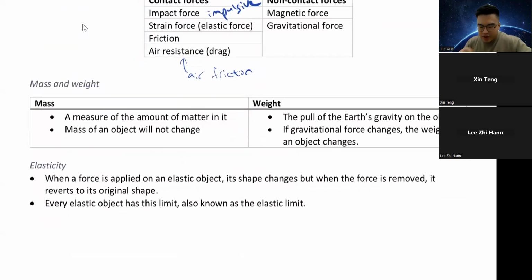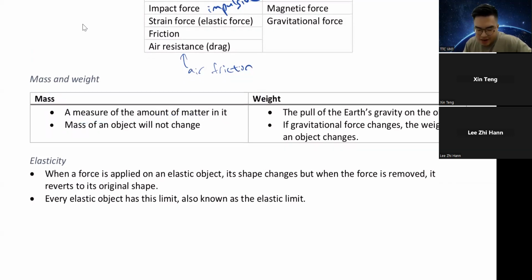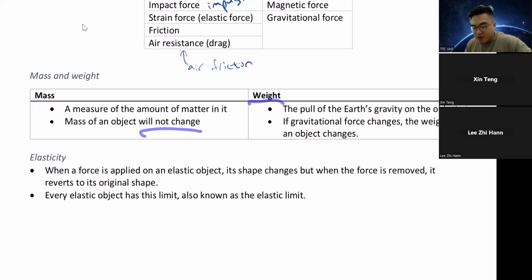All right, so what's the difference between mass and weight? I think this one you should know. Mass is how much is in an object. The measure amount of matter in it, how many atoms does the object have? All right, it will not change, but weight is dependent on the gravity. So if gravitational force changes, the weight changes. If gravity becomes stronger, they become heavier. If gravity is weaker, they become lighter. It's just like when you're on the moon, you weigh less, but you are still equally the same mass.